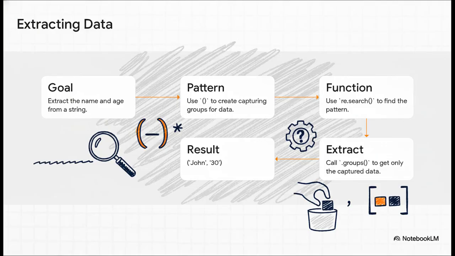So our mission is to grab just the name John and the age 30. Now look really closely at that pattern. See the parentheses around \w+ and \d+? That's the secret sauce. Those parentheses create what we call capturing groups. It tells the regex engine, hey, match the whole pattern, but save the parts inside these parentheses for me. So when we get our match object, instead of calling .group, we can call .groups with an S at the end, and it just hands us a neat little tuple with only the data we wanted.